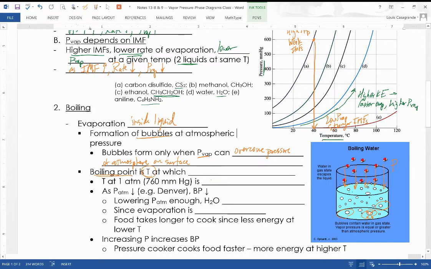Boiling point is a temperature, not a pressure. I want you to make sure you understand that. It is the temperature at which the vapor pressure of the liquid is equal to the atmospheric pressure. And at 1 atmosphere, which is 760 millimeters of mercury, we call that the normal boiling point.